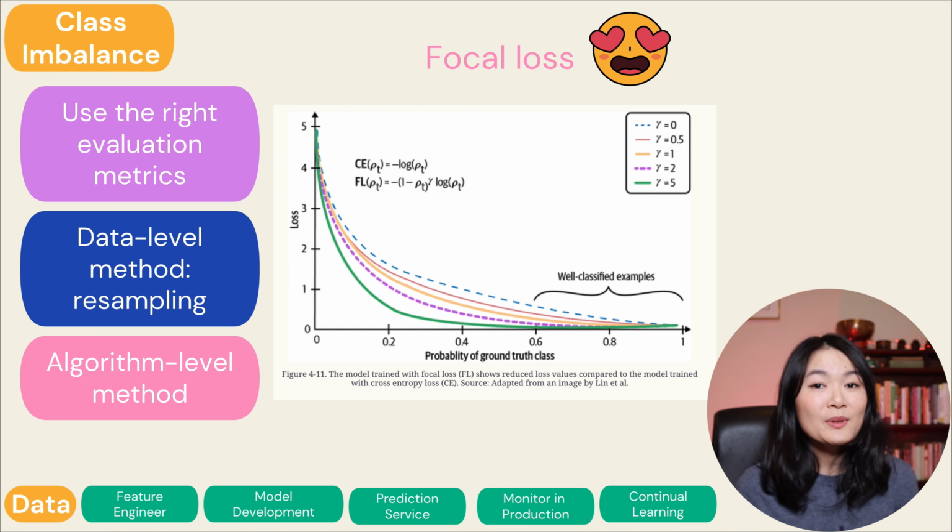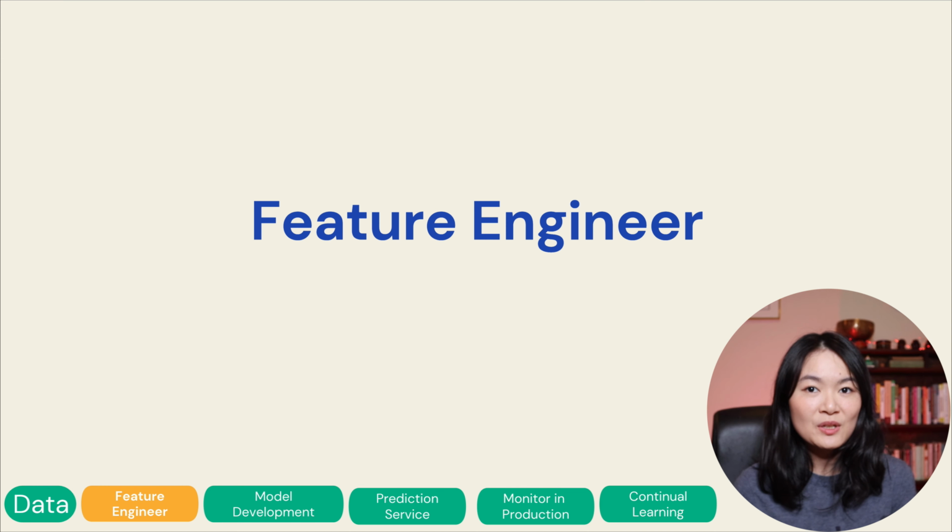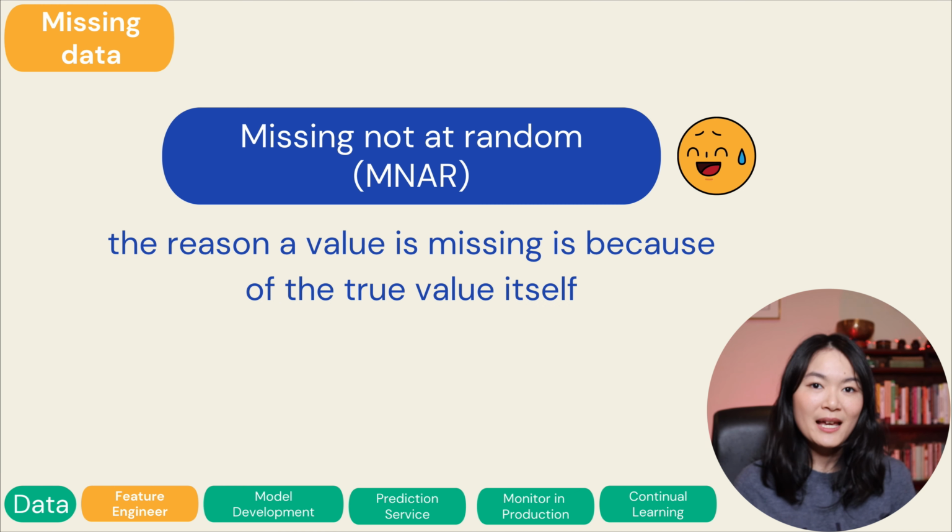Okay, so once we have the data ready, we can think about how to engineer features from training data. First, we need to think about how to handle missing values. There are 3 types of missing values.